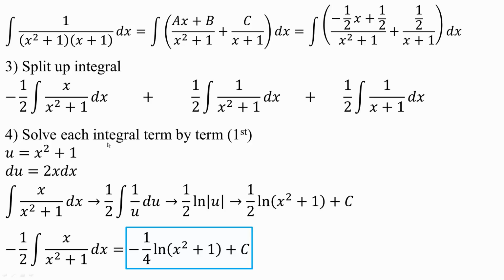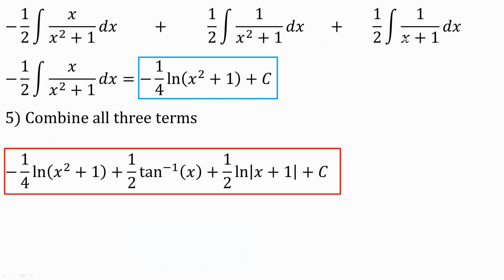Now the other 2 integrals are pretty simple. We don't need to use any substitution. They are particular rules, because 1 over x squared plus 1 is tan inverse x. We have a 1/2 in the front, so 1/2 tan inverse x. Likewise, 1 over x plus 1 will be ln the absolute value x plus 1. We have a 1/2 in the front, so put 1/2 in the front, and then plus c. So this right here will be our final answer, and that's all we need to do for this problem.